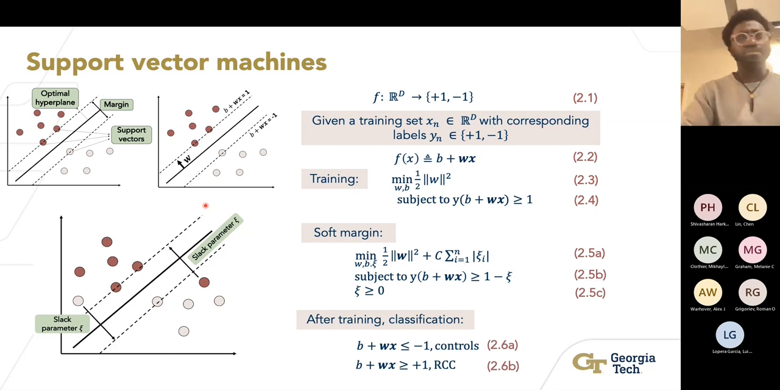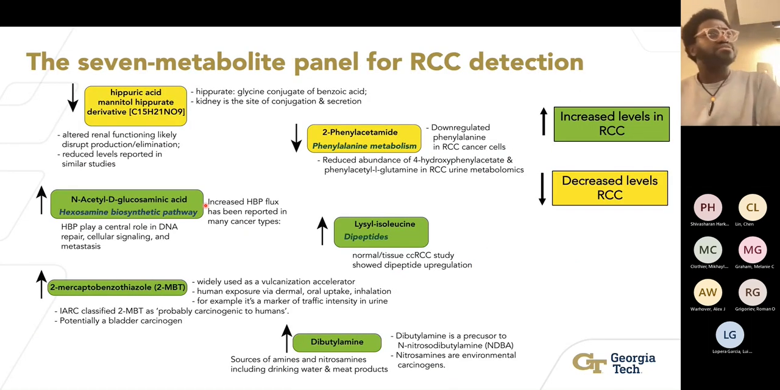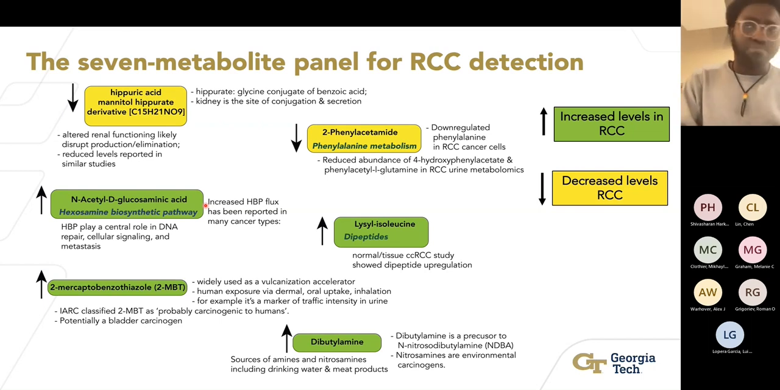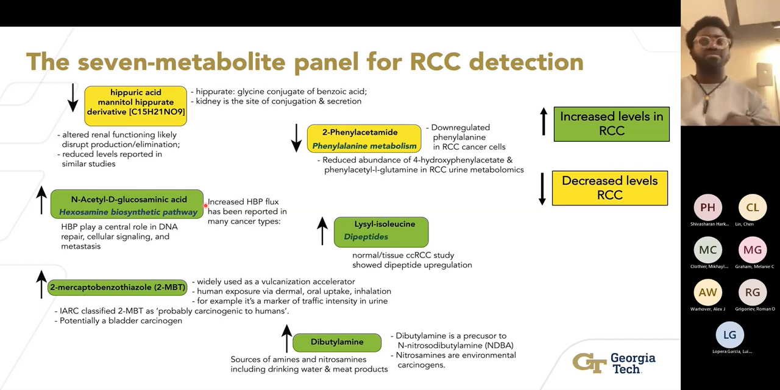Okay, so now let's get back to biology. These are the 7 metabolite panel for the RCC detection. So we have converted this thing from features to metabolites. And I am not going to go through this because of the time, but I would just say that anyone who's interested in the biology of these things can actually pick up our papers and read.